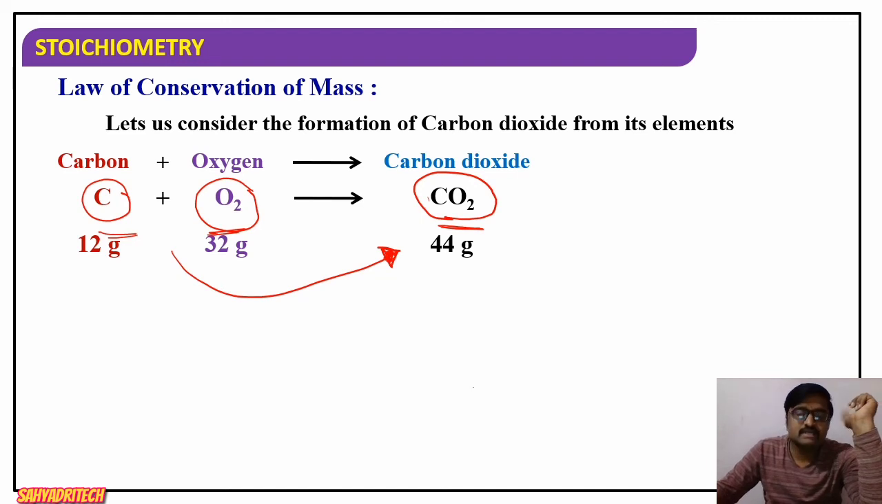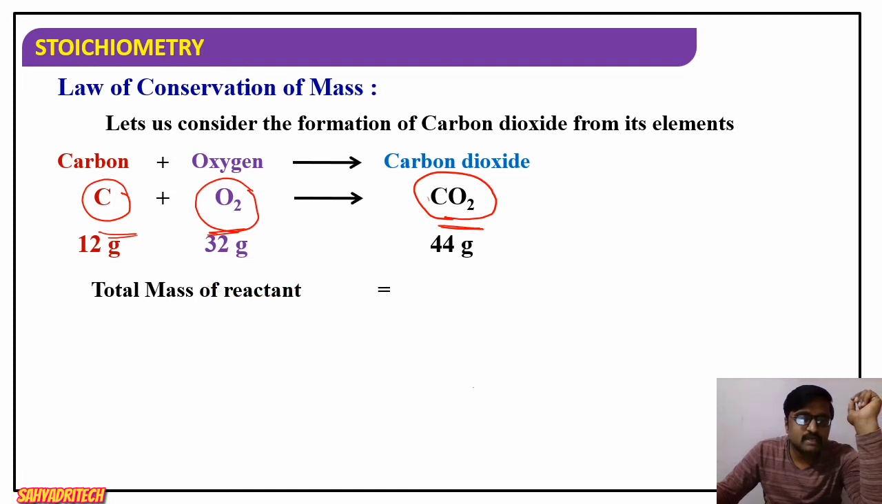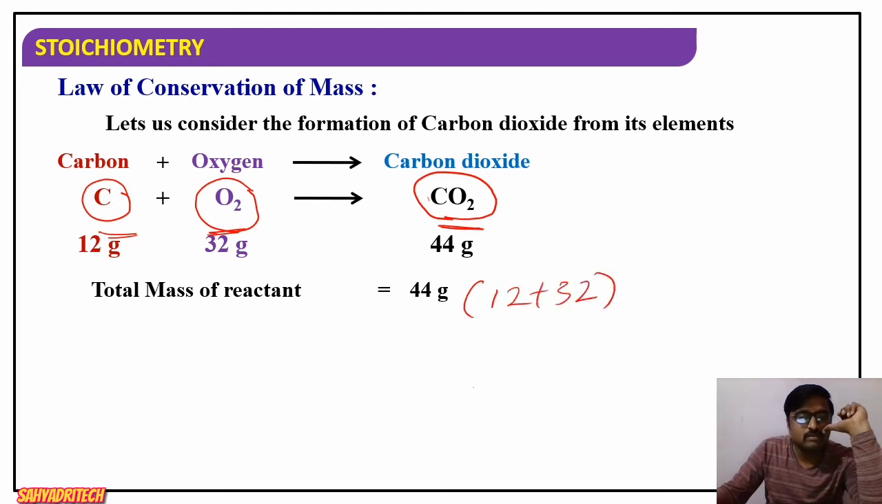During this chemical conversion, when you look at the mass, what is the total mass of reactants? Reactants mean carbon plus oxygen. So 12 gram of carbon reacts with 32 gram of oxygen. So 12 plus 32, how much? It is 44 gram, right? 44 gram of reactants is the total mass of reactants.